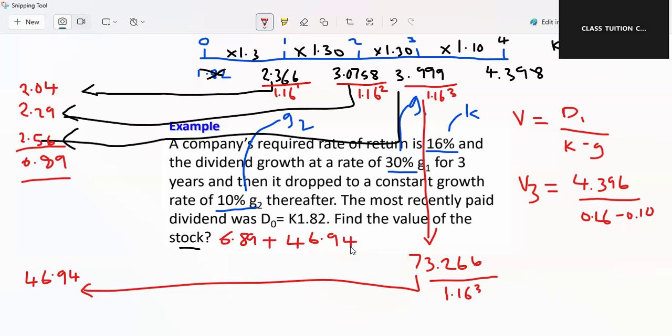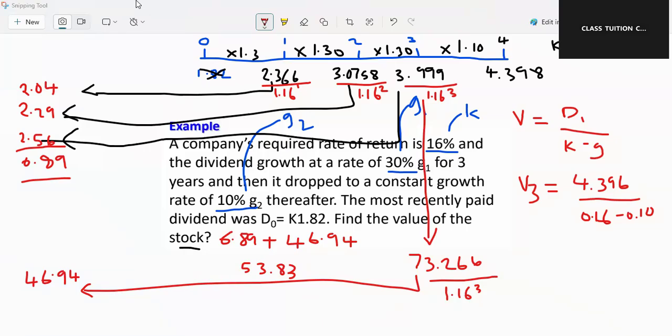So the value of stock has 6.89. So the total value of stock will be 53.83. So this is how we calculate the value of stock for multiple phases. So it's tedious, it carries more marks, but again, it's worth it when you follow just what I've talked about.